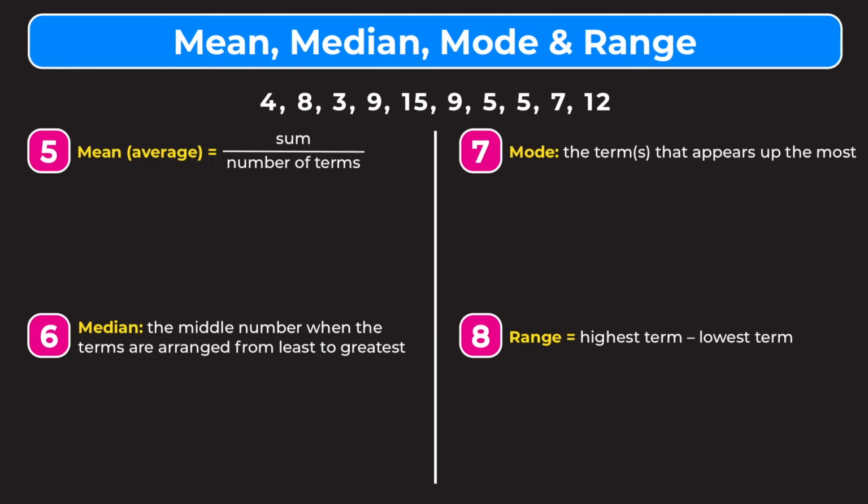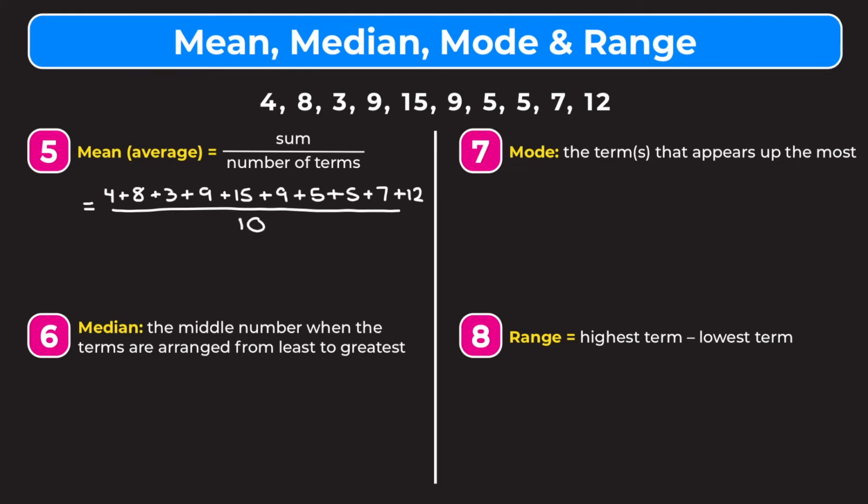So example 5, we're finding the mean of this data set. Again, we want to find the sum and divide it by the number of terms. The sum is just going to be all the numbers added together. So we're just going to write all of our numbers that were given added together. Plus 9, plus 5, plus 5, plus 7, plus 12. And if we count up how many terms we have this time, we have 10 terms. So we're going to divide that by 10.